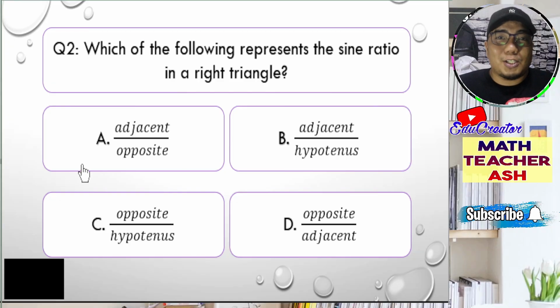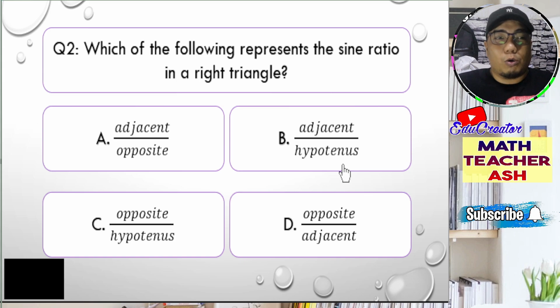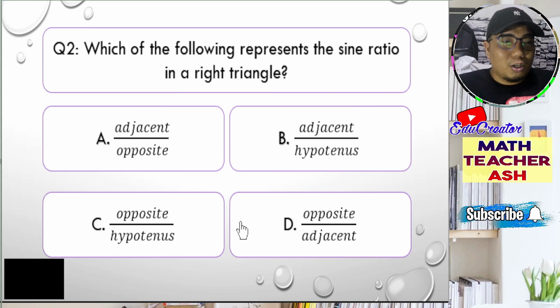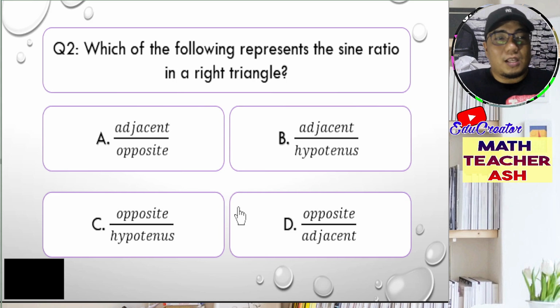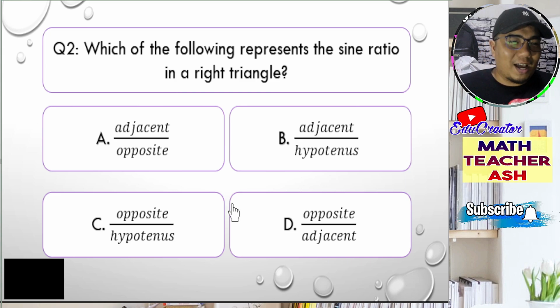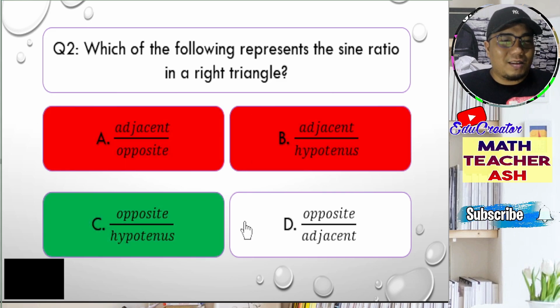Alright, math learners, let me just correct this for you, my dear math learners. The proper spelling for hypotenuse is with an E on the last letter. So that is hypotenuse. Alright, so there is a typographical error in our choices. So the question is, what is the sine ratio in a right triangle? Remember our mnemonics, that is SO, meaning SOH. That means sine theta is equal to opposite over hypotenuse. So that is letter C. Alright, so we are correct, my dear math learners.